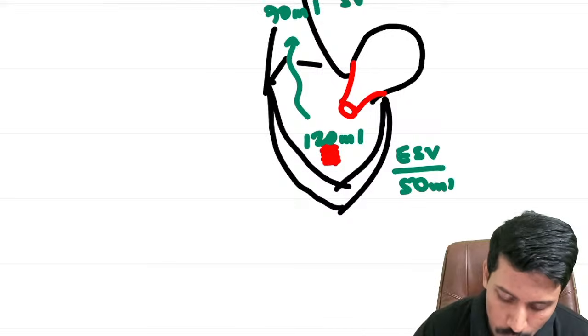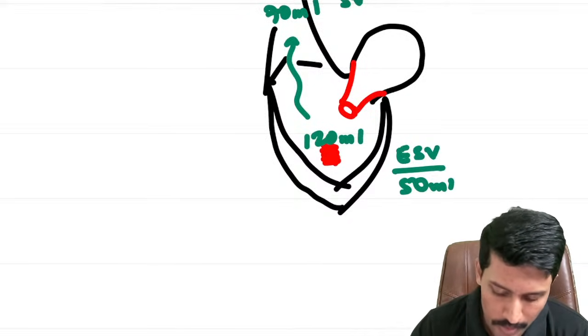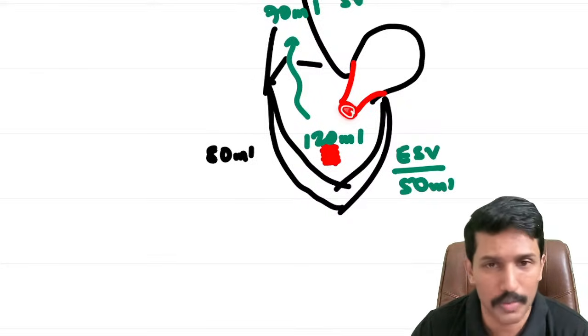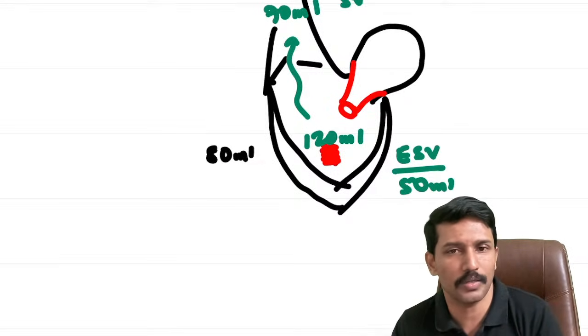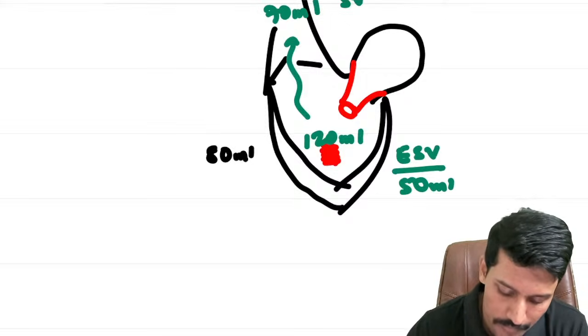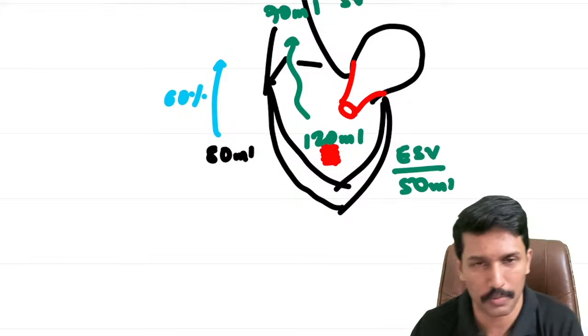Now in mitral stenosis, what happened? My end diastolic volume itself is decreased. Instead of 120 ml, let us say it has become 80 ml. Because my mitral valve opening was narrow, it did not allow me to transfer a good amount of blood. So I have only 80 ml as my end diastolic volume. Out of that, my normal ejection fraction is 60%. So I will eject 60% of it as stroke volume.